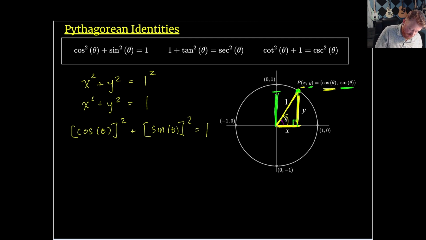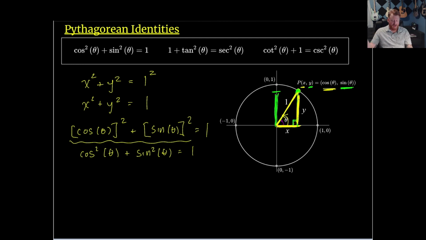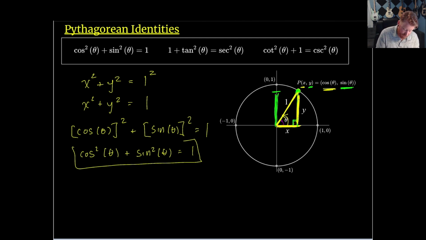And then more traditionally, we use this notation here, that the cosine squared of theta plus the sine squared theta is equal to 1. So that is the notational change there, but we'll see that maybe writing it in this more direct form might be helpful when we solve stuff later, so keep that in mind. But here is the first of our Pythagorean identities, that cosine squared theta plus sine squared theta is equal to 1. And we can use this to prove the other ones here.